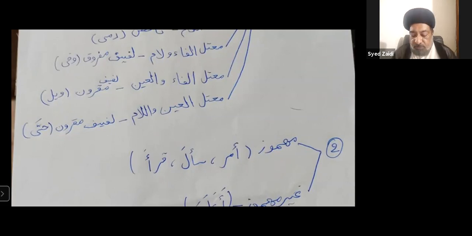Now we are going to move to our second category. If you can scroll a bit down, please, and I'll be talking about that category. It is the second category of kalima.